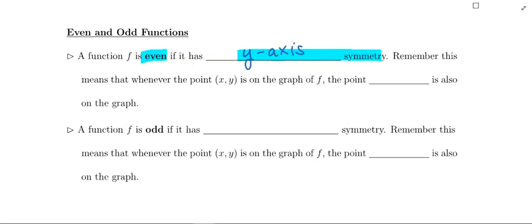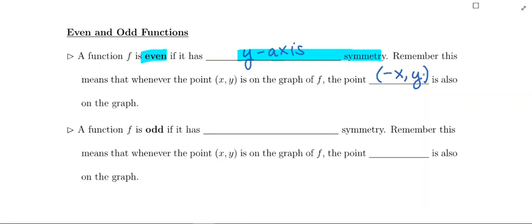This means that whenever the point (x, y) is on the graph of f, then the point (negative x, y) is also on the graph. Remember when you tested an equation for y-axis symmetry, y stayed put and you changed the sign of x. Then you simplified the equation and looked back to see if it matched the original equation. If you got the original equation back, then the graph of the equation had y-axis symmetry. If you did not get the original equation back, then the graph did not have y-axis symmetry.